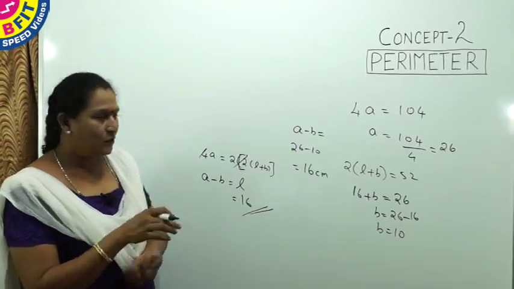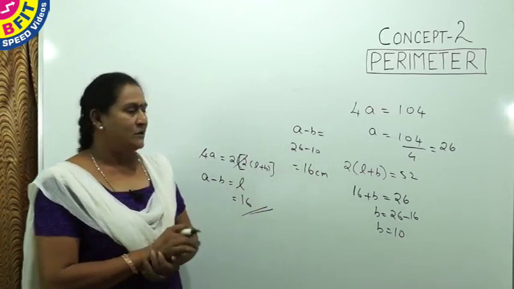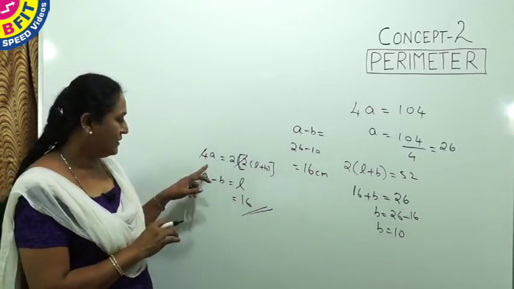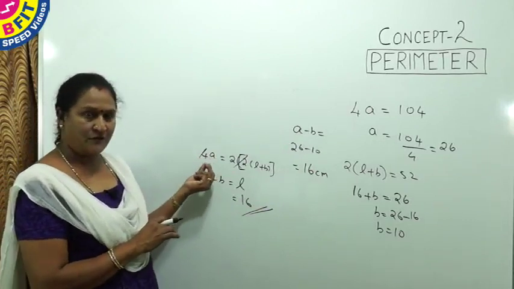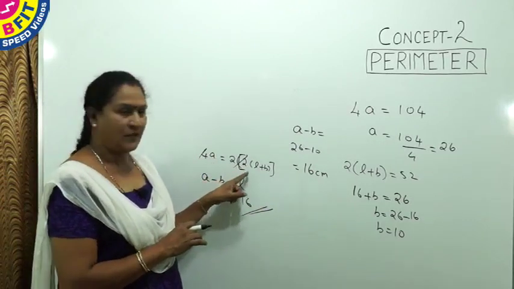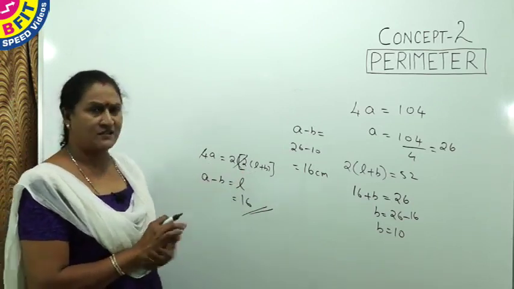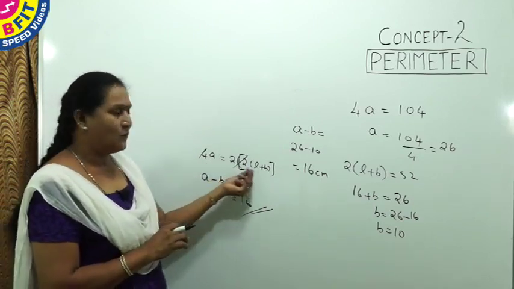So they will not expect you to work out all and get the answer. So try to simplify your working. So here 4a, that is the perimeter of the square, is twice the perimeter of a rectangle. So when this 4 is cancelled, a equals L plus b.